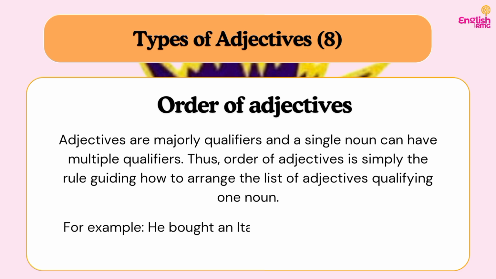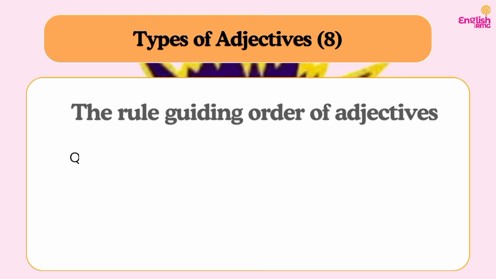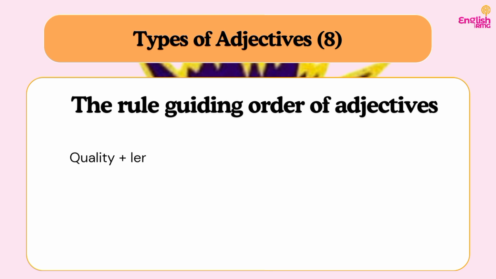This is another example. He bought an Italian big, round, blue, fancy bag. So here we have about 4 to 5 adjectives. Do we just pick these adjectives randomly, or is there a rule for it? Of course, there's a rule, and there's a right way to arrange these adjectives. So this is the right way to arrange adjectives when you have more than one.